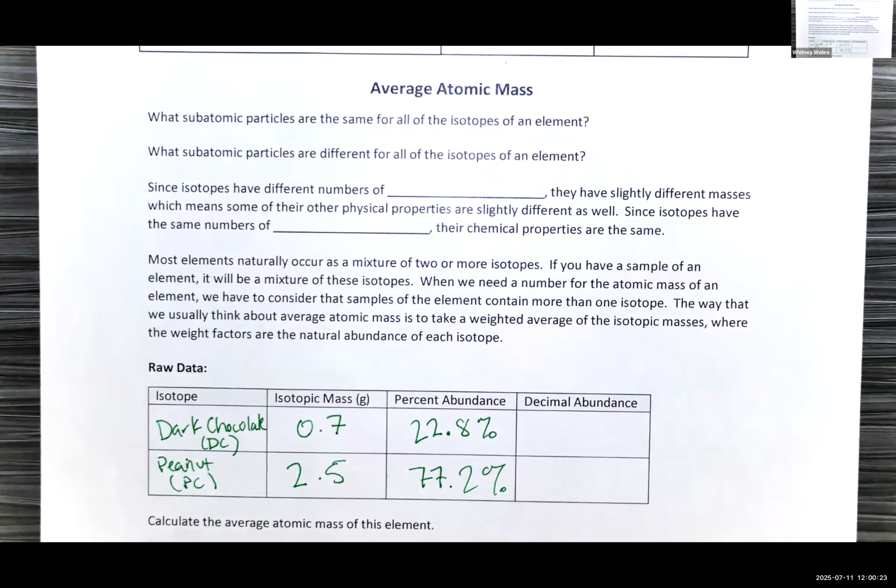Okay, good afternoon, everyone. I'm debating everything I want to cover today, but I'm definitely going to go over this average atomic mass worksheet with you and do the light presentation that's in 3.3. I don't know if I want to start the electronic structure presentation just yet, but let's see how it ends up.